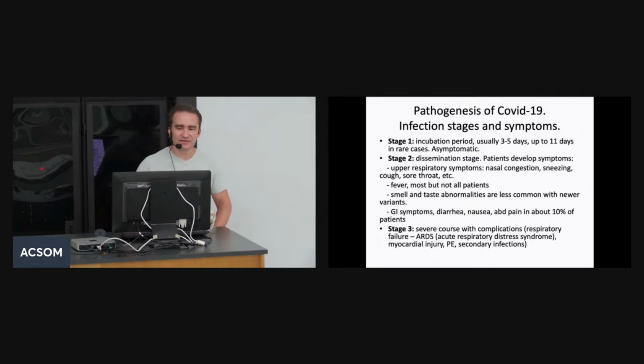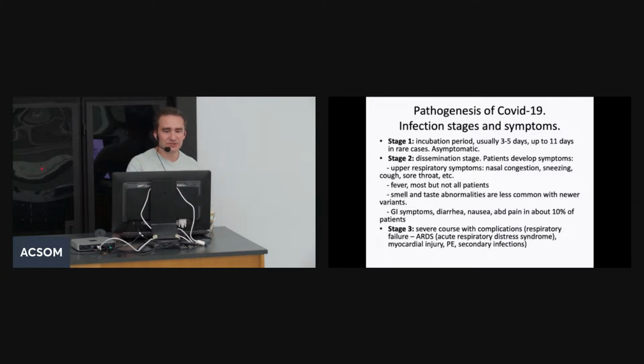Smell and taste loss were more specific at the beginning of the pandemic, but as the virus changed, it became less frequent. Some people even use this as a kind of diagnostic tool. If somebody loses the smell or taste, then it was highly suggestive of COVID.